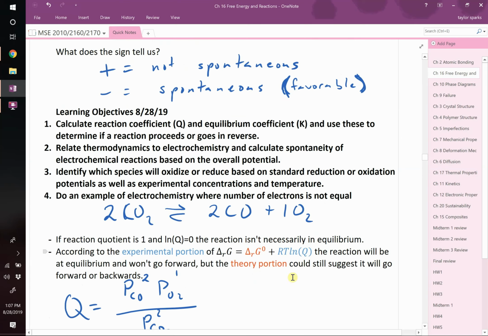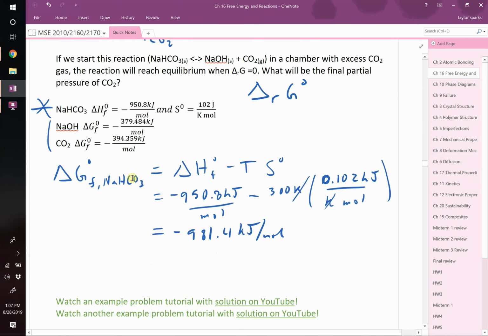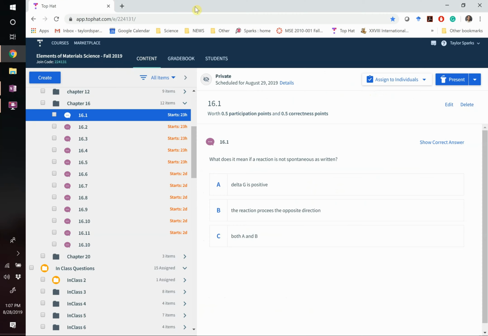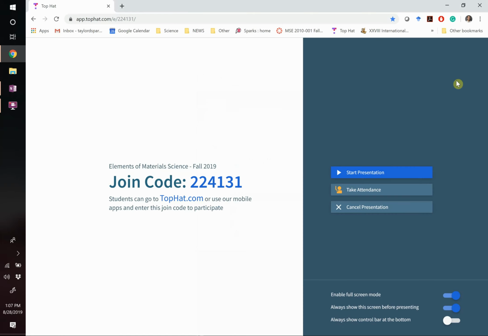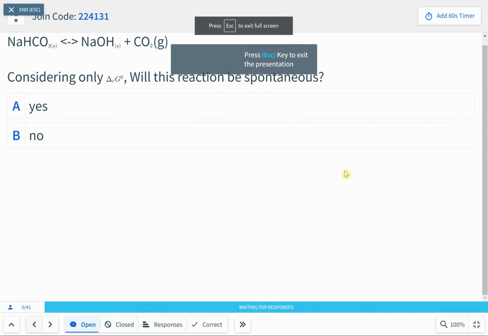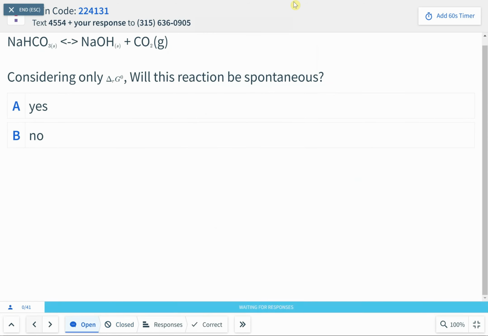Make sense? So now that we know delta G naught F for NaHCO3, go ahead and calculate this. Remember, that's equal to the sum of the products minus the sum of the reactants. And don't forget to multiply it by the number of the coefficient in front of it, the number of moles of each. So go ahead and do that. I think that's our first clicker question today. Okay, that's not the first clicker question, but we're going to use it in a moment. Oh, yeah, that is. So once you get your answer, you're going to get a positive or a negative answer. Go ahead and answer this question.